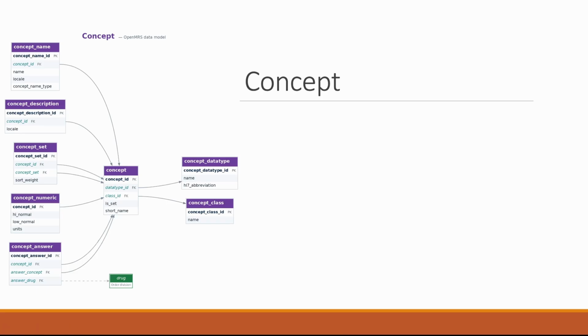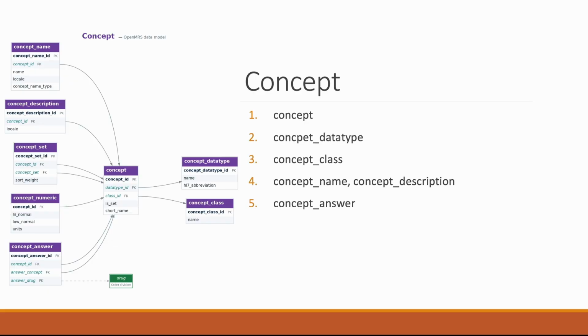Alright. So coming back to concepts, you are noticing some tables here. There's a concept table, a concept data type, concept class, name, description, answer, concept set, and concept numeric. So what are these? Concept itself is the table which holds everything together. All of the rest of what you see are references.